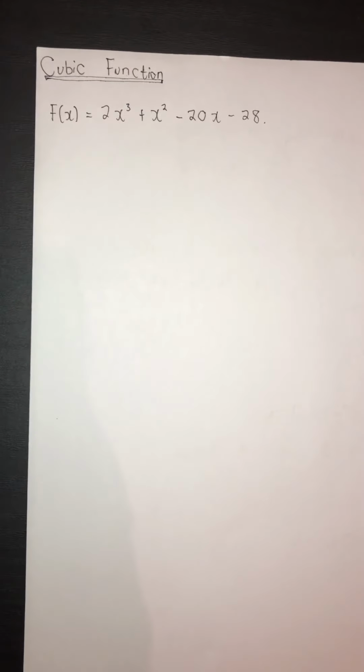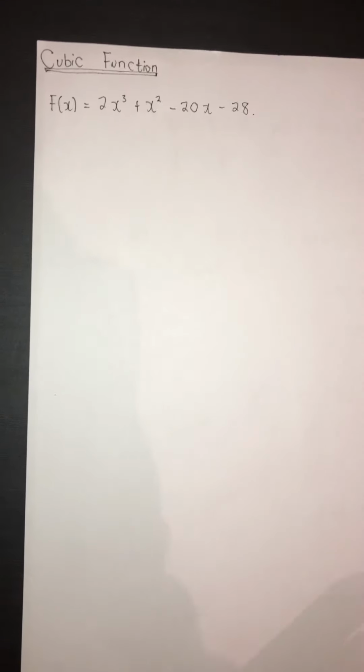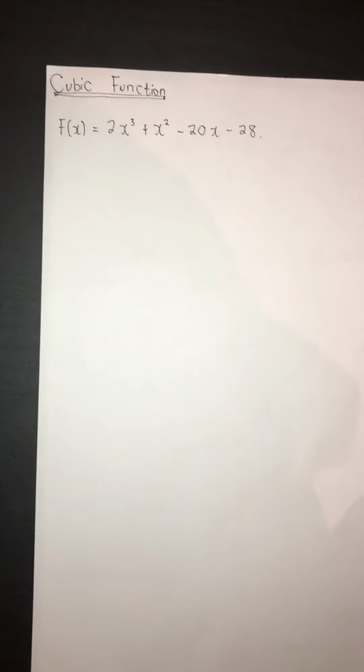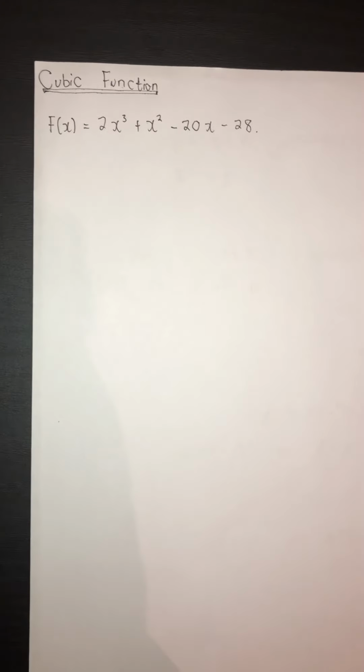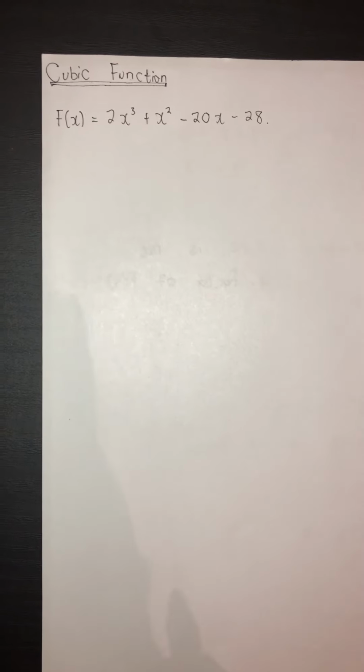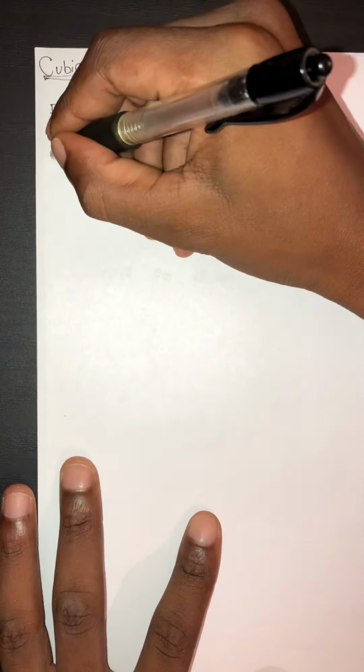Okay, so I'm gonna continue with cubic functions. This example that I'm doing is example number 6 from your notes on the discussion questions. We are given the function f of x is equal to 2x cubed plus 2x squared minus 20x minus 28. The first question says we must show that x plus 2 is a factor.